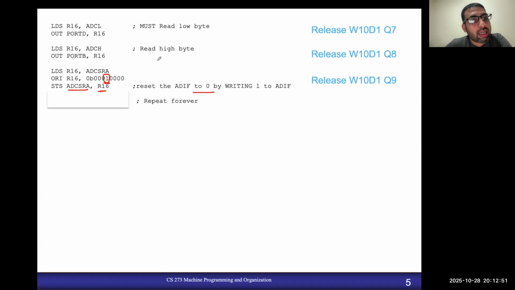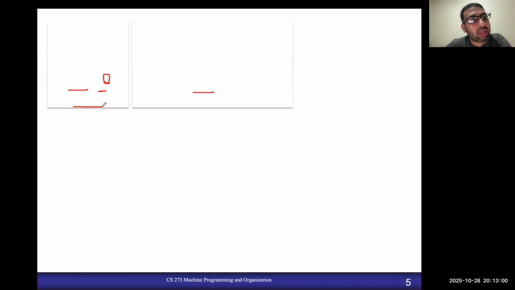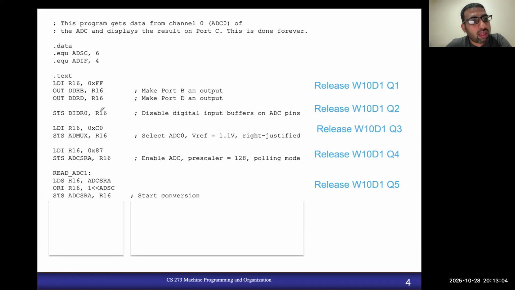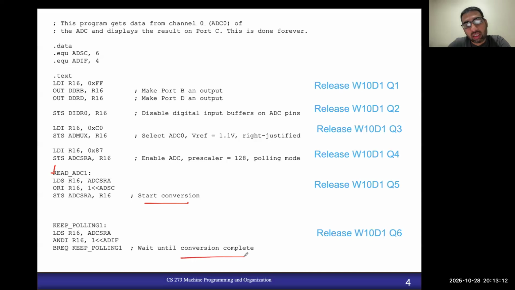Okay. And then after that, you need to repeat forever. So what you do is simply jump back to read ADC1. And what is ADC1? It was just a label here. You just jump back here. So again, you will start the conversion, and then wait until the conversion is complete.